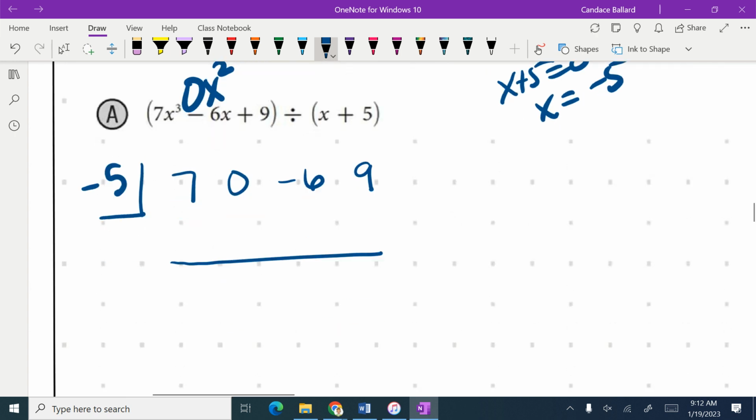Okay, let's do the process again together. So I'm going to drop my 7 down. I multiply first, and I multiply this times whatever's underneath that bar there, which is our equal sign bar. Okay. So -5 times 7 is -35. And then we're going to add the column. So it's 0 and -35.